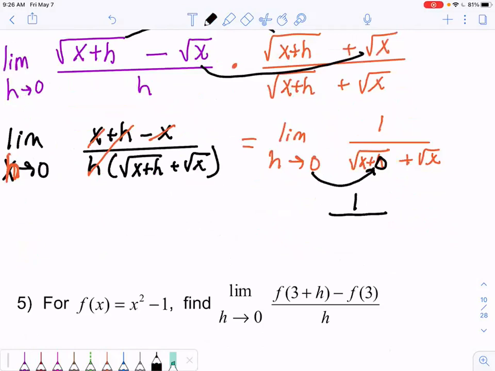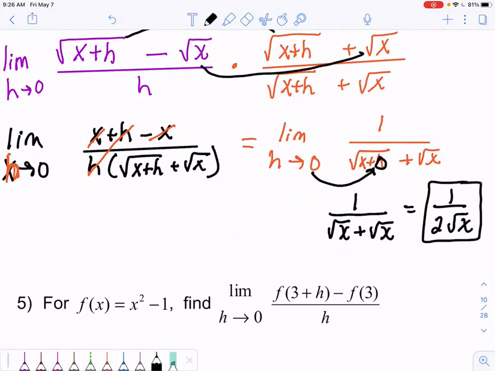Yeah, so if you plug in a 0 for h, you end up with the square root of x plus the square root of x. And if you're adding one square root of x and another square root of x, you end up with 2 square roots of x. Questions?